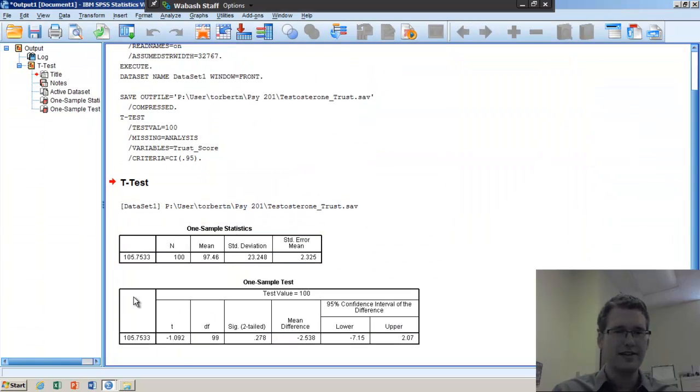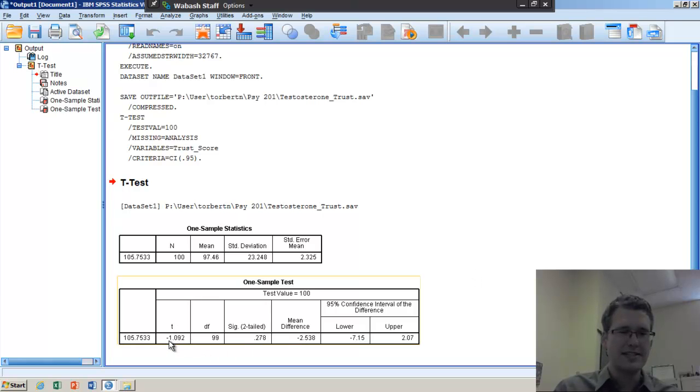And then you'll get some output here that's relatively straightforward. So for some reason this is labeling my dependent variable incorrectly. This is my trust measure. There are 100 people. The average trust score in my sample for my individuals treated with testosterone is 97.46. And recall that the population mean was 100. Standard deviation for the sample is 23.248. And the standard error of the mean, this is the estimated standard error of the mean, is 2.325. So if you had that information, you could calculate the t-statistic yourself, but SPSS has done that for you.